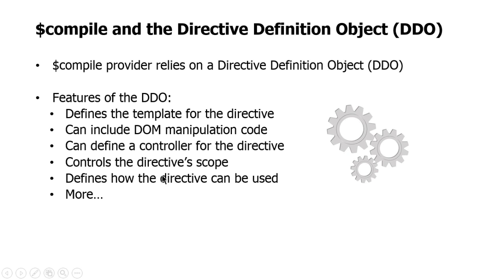And then you can define how the directive can be used, such as, is it an attribute? Is it an element? Can it be used as a comment? And then there's much more we're going to be covering. We can even embed other directives in our directive, for instance. So there's a lot more to it, but that's some of the key features that you'll find in a DDO.